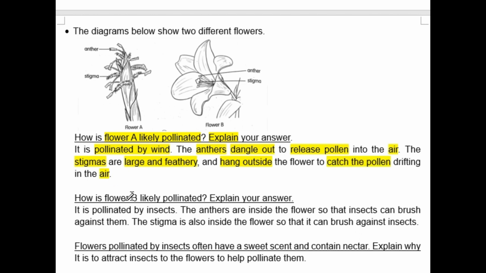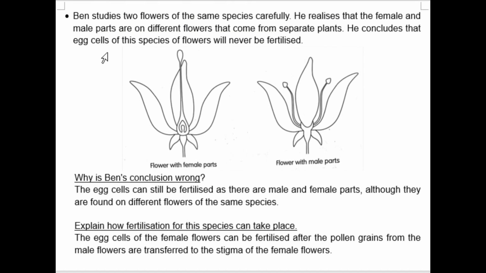How is flower B likely pollinated? Explain your answer. It is pollinated by insects. The anthers are inside the flower so that insects can brush against them. The stigma is also inside the flower so that it can brush against insects. Flowers pollinated by insects often have a sweet scent and contain nectar. Explain why. It is to attract insects to the flowers to help pollinate them.